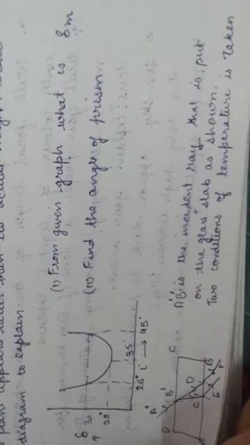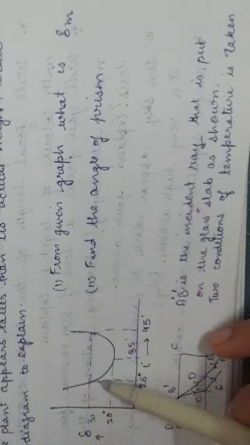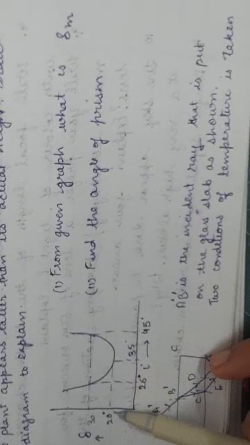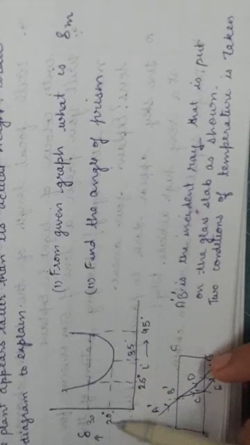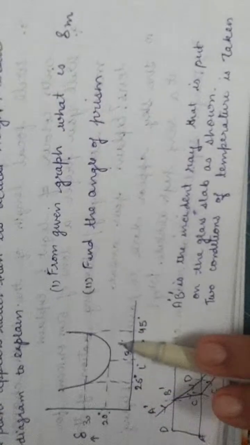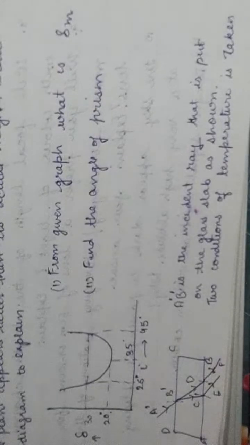Almost everybody would be able to do the first part, because you have to read the graph, and we know this is the delta versus I graph, and the point where it gets the minimum value, that respective value is the value of delta minimum. So the answer for the first part would be 20, and if they ask you the value of incidence with respect to delta minimum, that would be 35. Now next is, find the angle of prism.